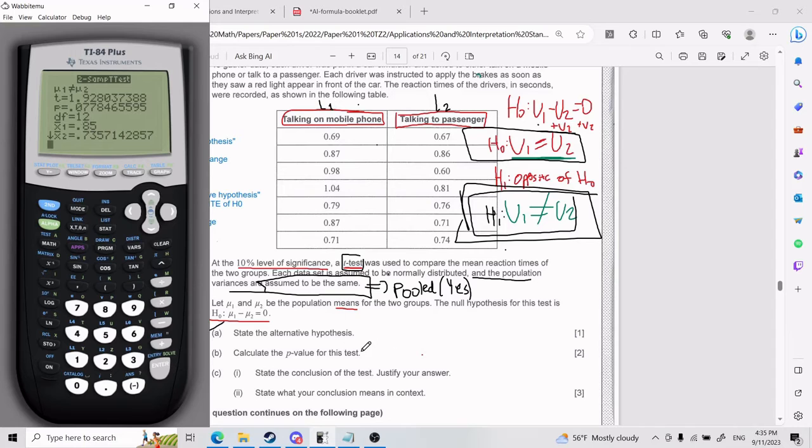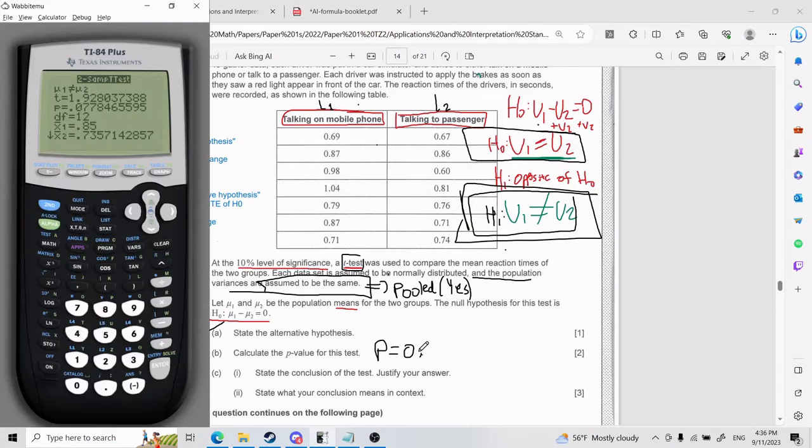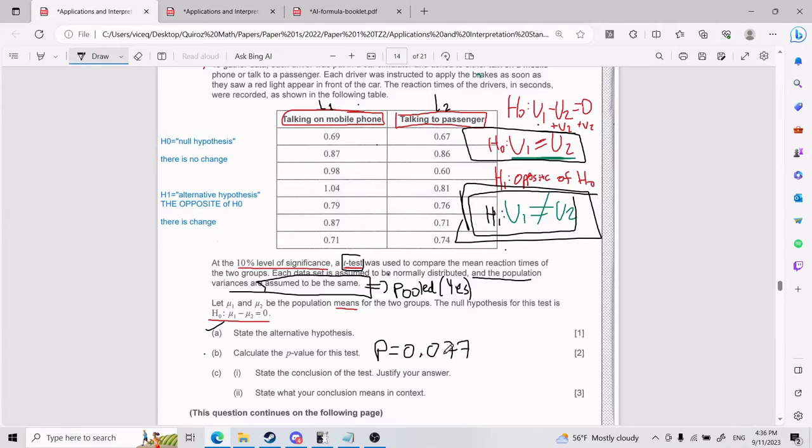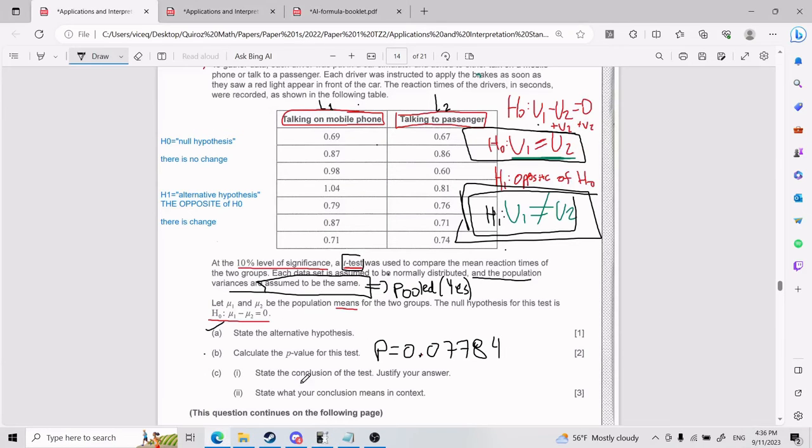I'm going to write it down. So for part B, you have that your p-value is 0.07784. Let's just leave it at that. Cool. So that is the p-value for this test. Awesome. What the hell do I do with it?